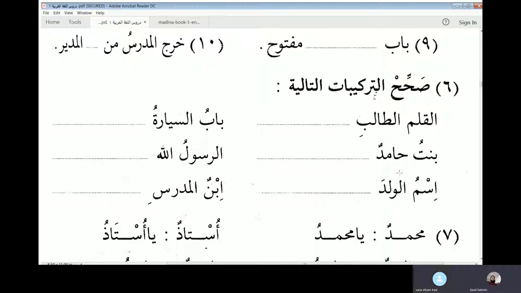Next. Bintu hamidun should be bintu hamidin, because Muzaf alayh cannot be marfu, it should be majroor. Okay. Muzaf alayh, you will repeat after me. Muzaf alayh cannot be marfu, it should be majroor. Should be majroor. Okay, Miss Sana.